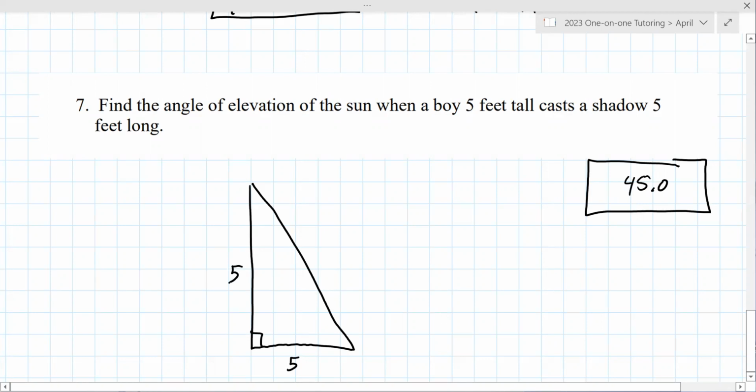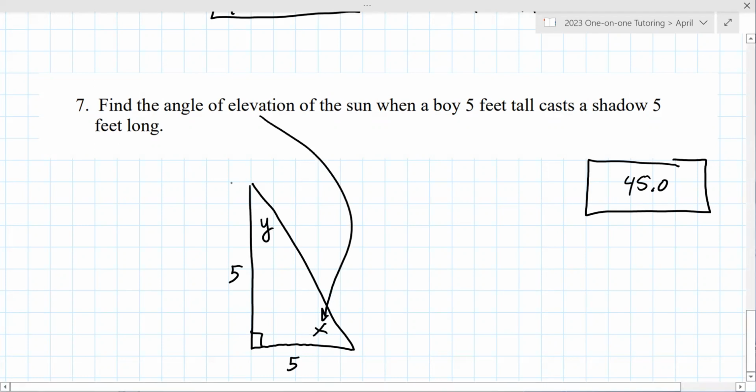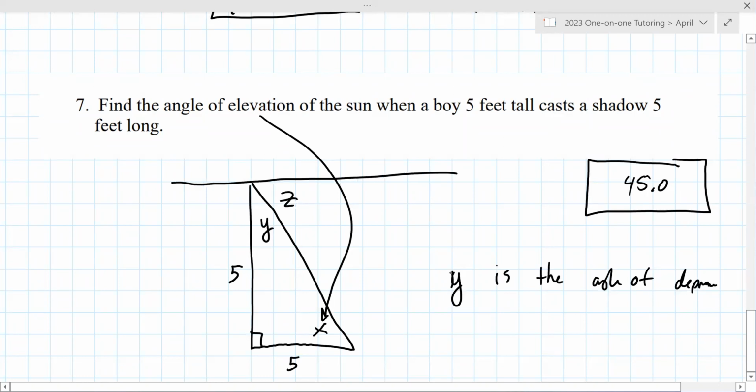Which trig function did you use? Opposite over adjacent, tangent, whatever it's called. So you used tangent. Good. Now, is x or y the angle of elevation? It will be x. It is x. This is a true or false: y is the angle of depression. Yes. No. Actually, no, it'll be on the other side. Yes, z is the angle of depression. All right, good stuff.